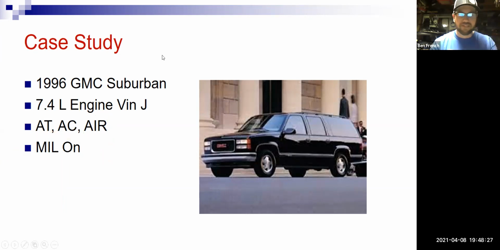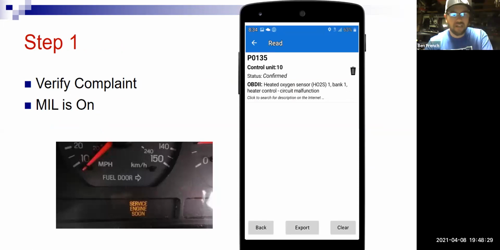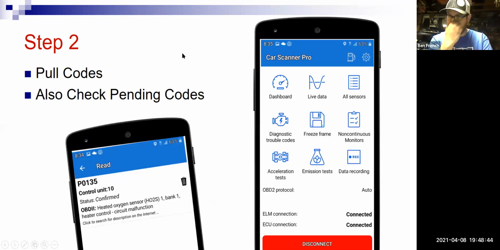Okay, moving right along. So here we go. We verified the complaint. The mill is on. Here it is right here. And you can see we have some codes, right? So we pull codes and we check for pending codes. Now, in this little scan tool app, where do I go to pull codes? Well, I'm going to go right here, diagnostic trouble codes. I don't have to go to a different spot to pull pending codes. They all get pulled from the same spot.